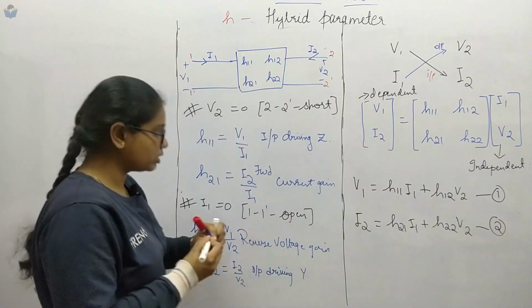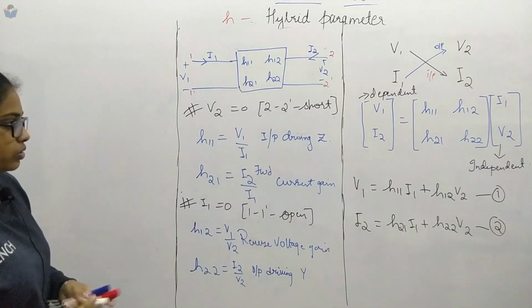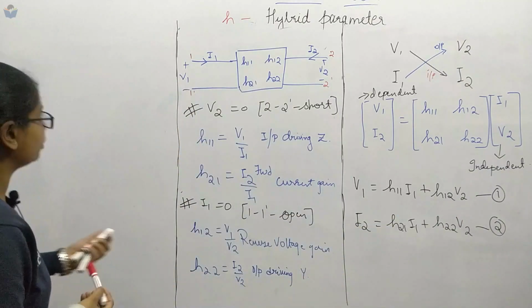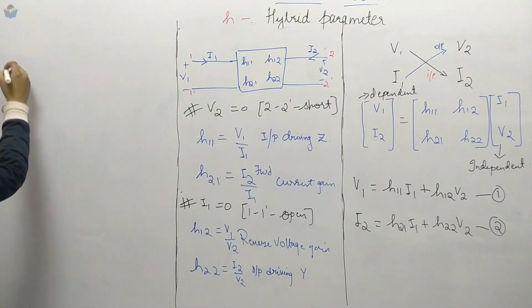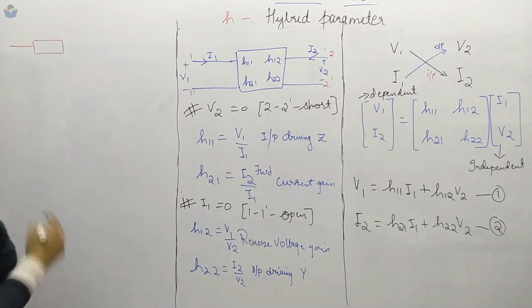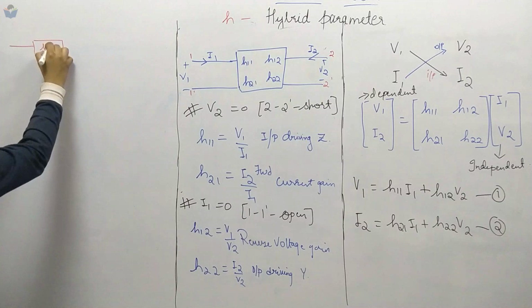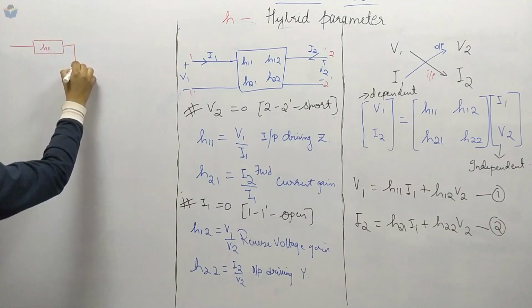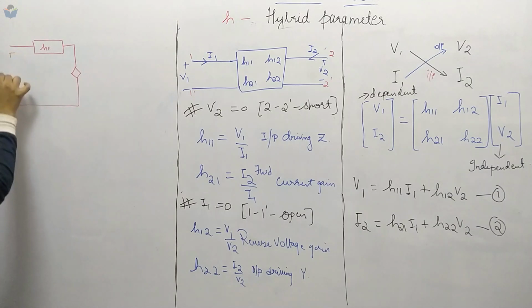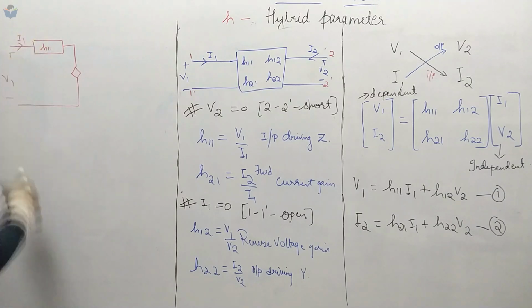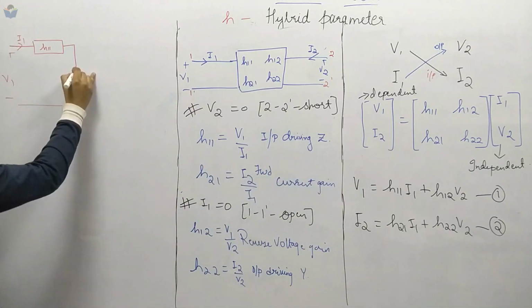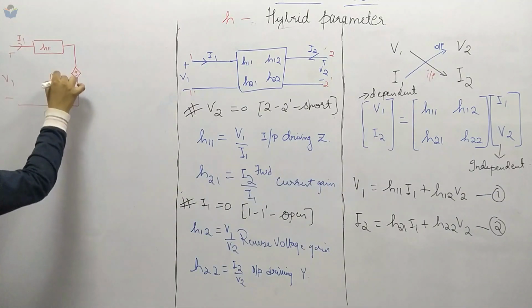Okay, so coming to the synthesis diagram. From the equations, we can draw the synthesis diagram. I'll draw over here. So here you'll get H11. Okay, so then we have got here dependent source, this is plus minus V1, here is current I1. So this one represents H12 V2. So this is plus minus H12 V2.